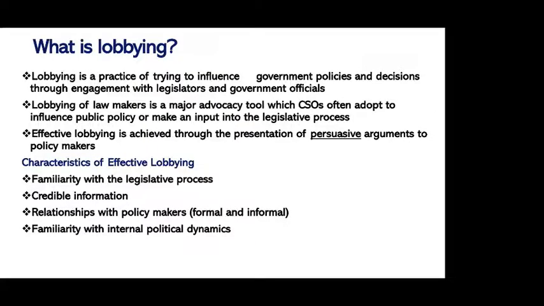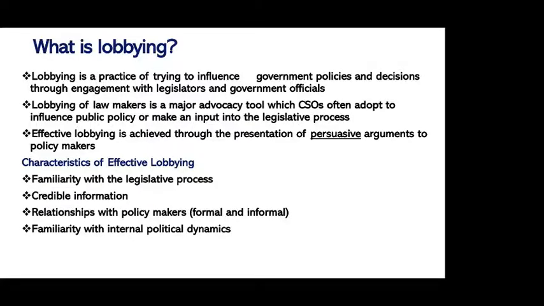So we lobby. Effective lobbying is achieved through the presentation of persuasive argument to policymakers. So you must get your facts right. You must get the data right. You must show that you are knowledgeable. You must be able to demonstrate the impact of what you are talking about if accepted. You must demonstrate that you know what you are talking about, and you must own the topic. That is how you get the National Assembly or the executive or the judiciary to back the issue that you are pushing.